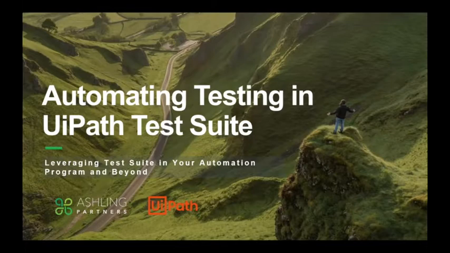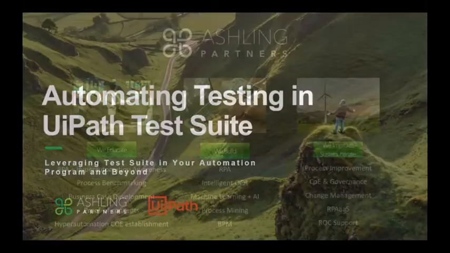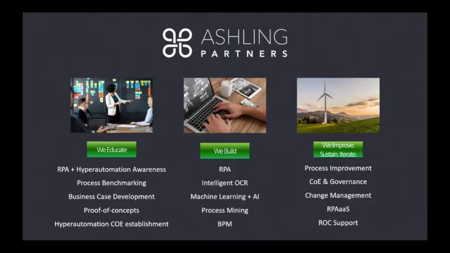One quick introduction for Ashling Partners. We are a consulting firm, and we are partners with UiPath. Primarily what we do is we educate and build automations, but more importantly, we're in this model for improving, sustaining, and iterating, which is one of the main reasons why we hold webinars like this one today: to really drive overall awareness for emergent solutions and concepts that are being introduced here with UiPath.